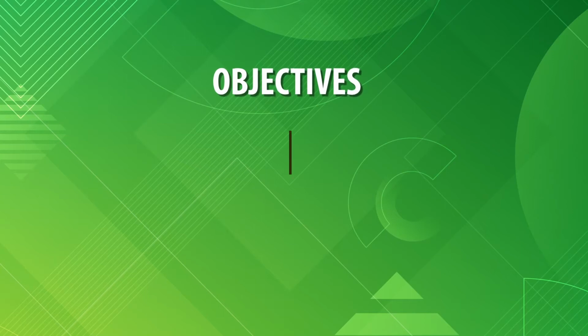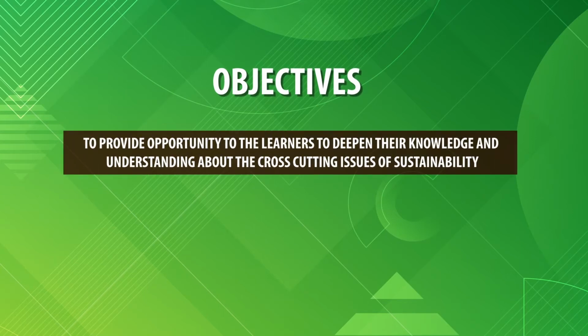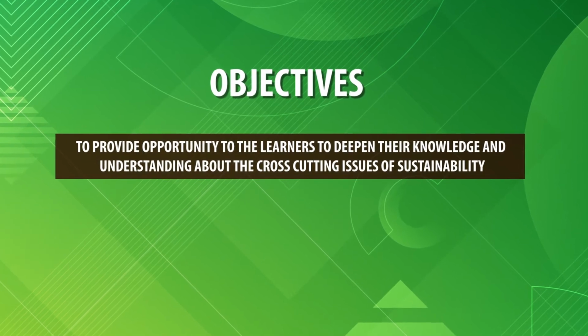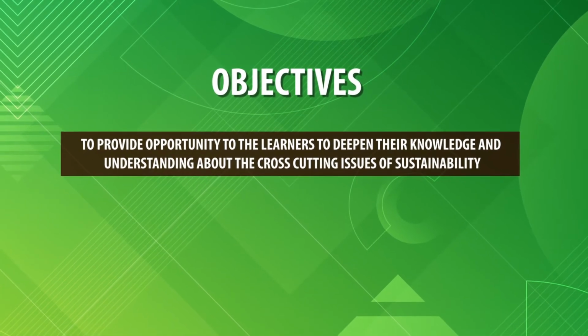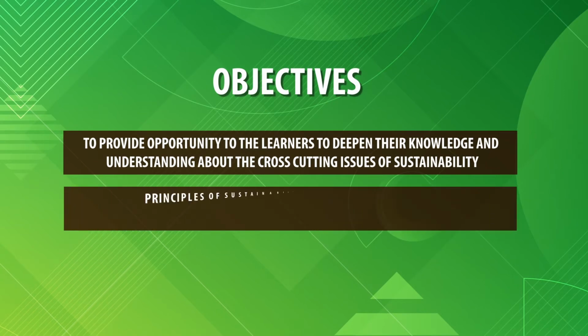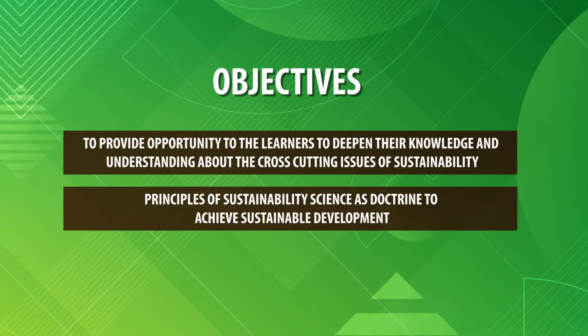So sustainability science is explained as the science of sustainable development. IGNOU's vision for this course is to encourage and promote research and education in interdisciplinary areas of sustainability, for bringing effective policy and planning in developing a sustainable nation, taking key roles in global common efforts of achieving SDGs by 2030. The major objective of this course is to provide the learners an opportunity to deepen their knowledge and understanding about the cross-cutting issues of sustainability and the principles of sustainability science, which is one of the doctrines to achieve sustainable development.